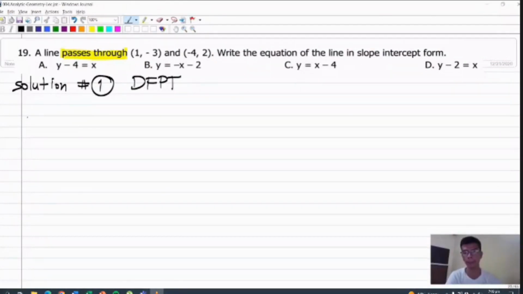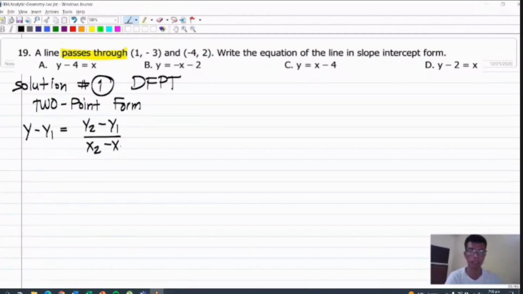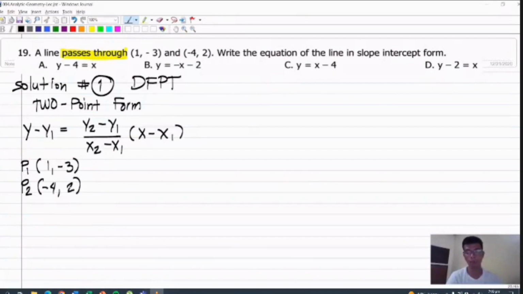Pero gawin natin yung method dito. So, given 2 points pa din. So, dahil given ay 2 points, 2-point form yung gagawin natin. And the pattern is y minus y sub 1 equals y sub 2 minus y sub 1 over x sub 2 minus x sub 1 times the quantity x minus x sub 1. So let us assume that the point number 1 is 1 and negative 3. Therefore, yung x sub 1 natin ay 1, and then yung y sub 1 is negative 3. Kung ang point number 2 naman is negative 4 and 2, yung x sub 2 natin ay negative 4 and yung y sub 2 is 2.